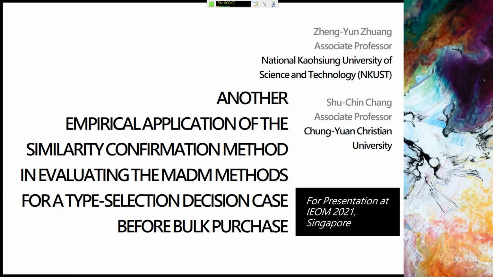Today, I would like to present the topic entitled Another Empirical Application of the Similarity Confirmation Method in Evaluating the MADM Methods for a Type Selection Decision Case Before Bulk Purchase. I am Zhenyun Zhuang from NKUST in Taiwan. Another co-author of this study is Shu-Qin Chang from Chongyuan Christian University.